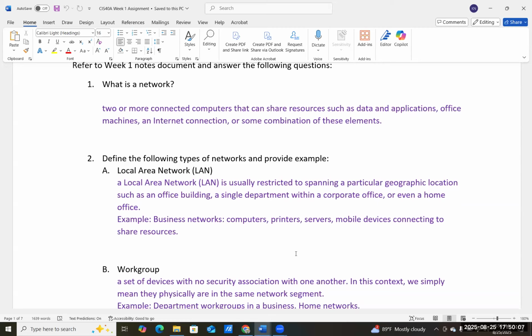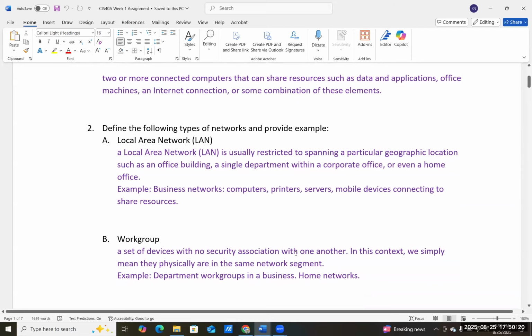A network that consists of your computers, your servers, your printers, your mobile devices, right? And we do that to share resources. Some of this will come up on your quiz.